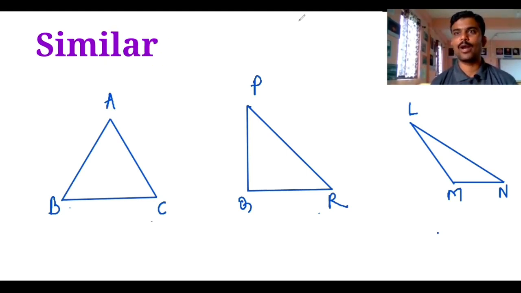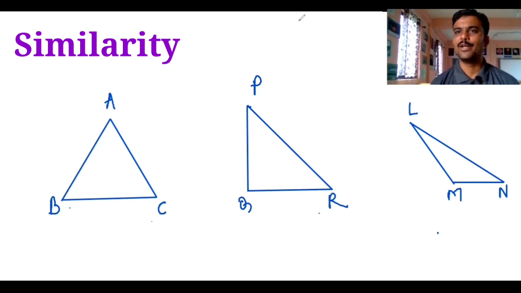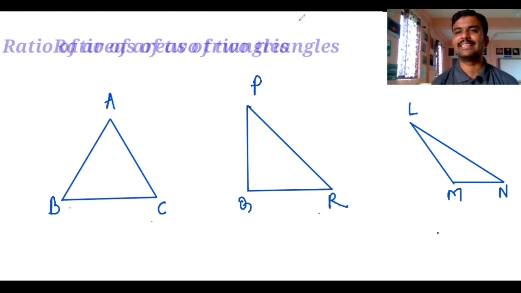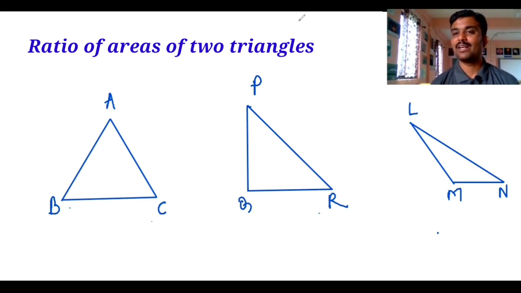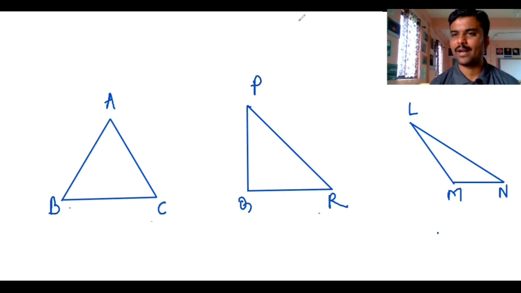So we are going to start now the new topic of 10th standard part 2, and it is called similarity. In similarity, the first concept is the properties of a ratio of areas of two triangles. Dear student, before we learn that property, let's just complete the first basics. We are going to learn what is meant by altitude, what is meant by height and base.